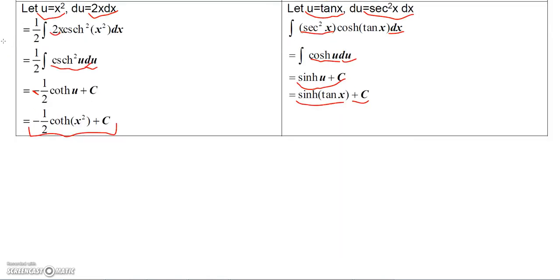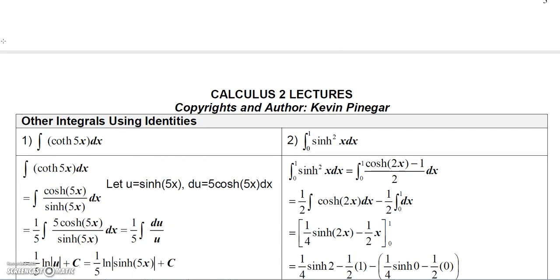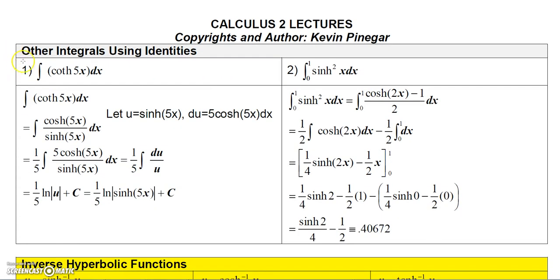Okay, I've got a couple more here that we can look at. Here I have the hyperbolic cotangent of 5x. And what I'm going to do first here is write this using my identity. A while ago we saw that if you have hyperbolic cotangent, you can write that as hyperbolic cosine over hyperbolic sine. So I'm going to write this as hyperbolic cosine of 5x over hyperbolic sine of 5x.